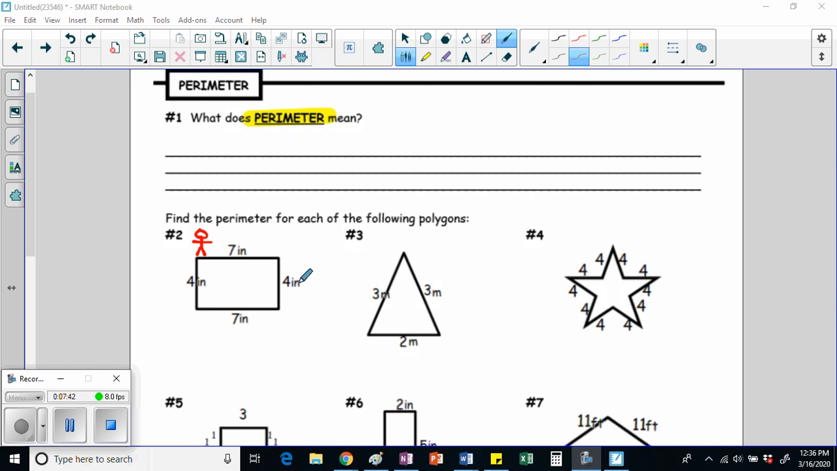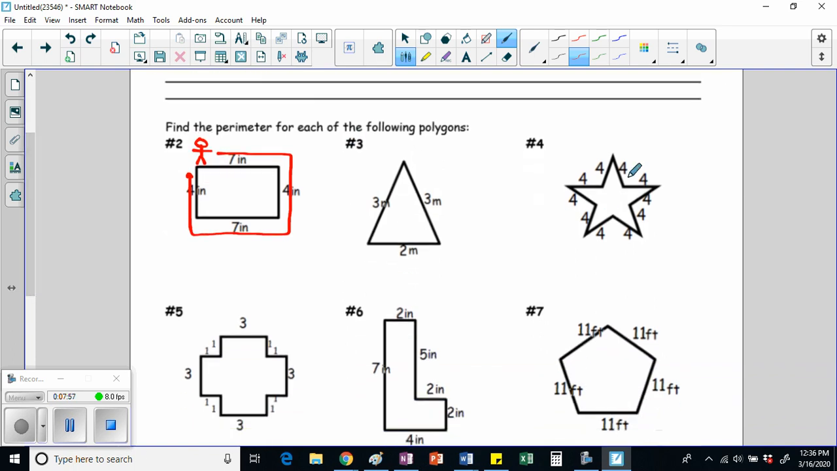So here's some little stick figure guy who's going to walk around this rectangle. He's got to walk here, and then here, and then here, and then back. How far does he walk? Well, it's really simple. We simply add up those distances. And you do that for all these shapes. Even though some of them, like number 4, is concave, we don't like that, but we can find perimeter easily even with concave shapes. So you should easily be able to finish this part of the assignment.